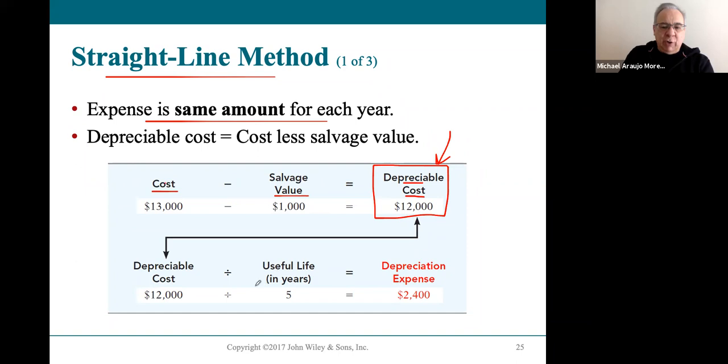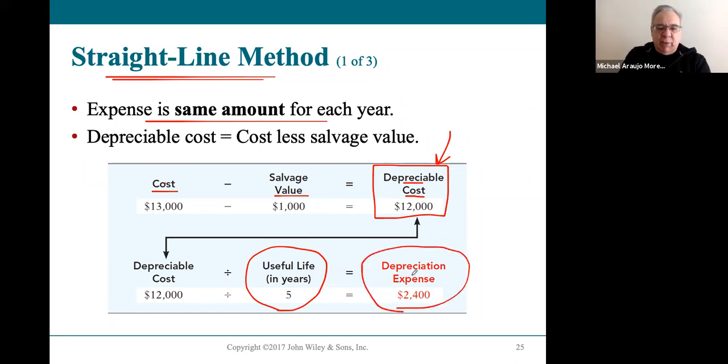How long are they going to use it? Well, they'll divide that by the 5 years. Straight line method simply divides it by years. So that means every year they have this truck, they will be able to depreciate $2,400 per year for 5 years. Okay.